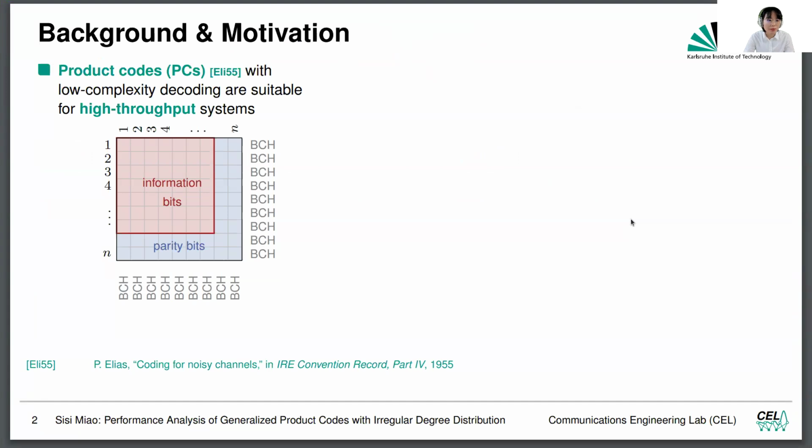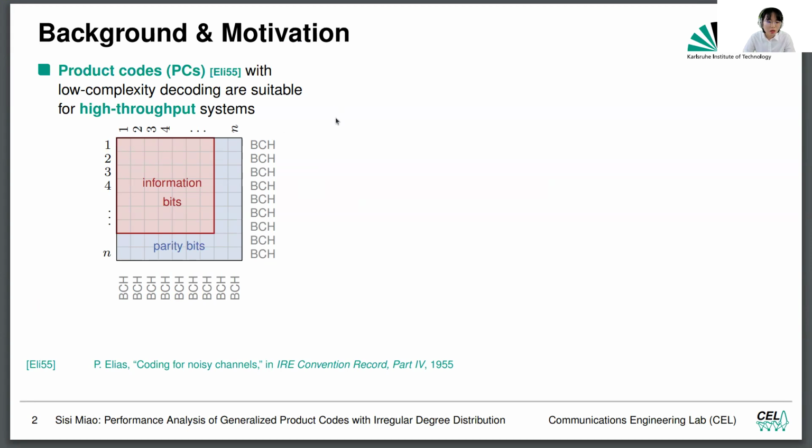So we start with the background. The starting point is the product code, which you can see here, is a two-dimensional array. They are arranged in this way such that every row and column are code words of the component codes. In the example here, we choose both component codes to be a BCH code, but you can also choose any other component code.